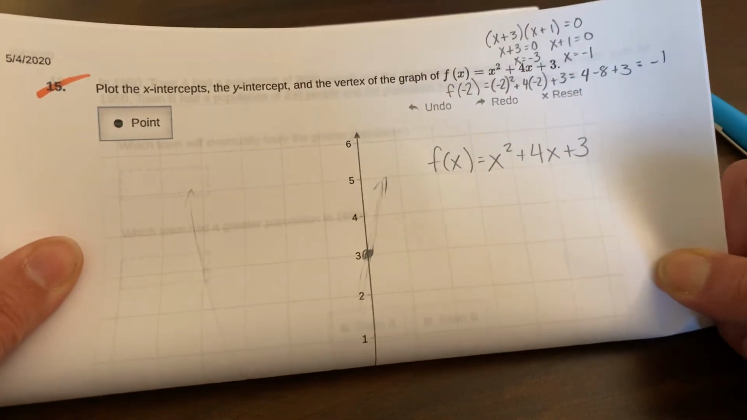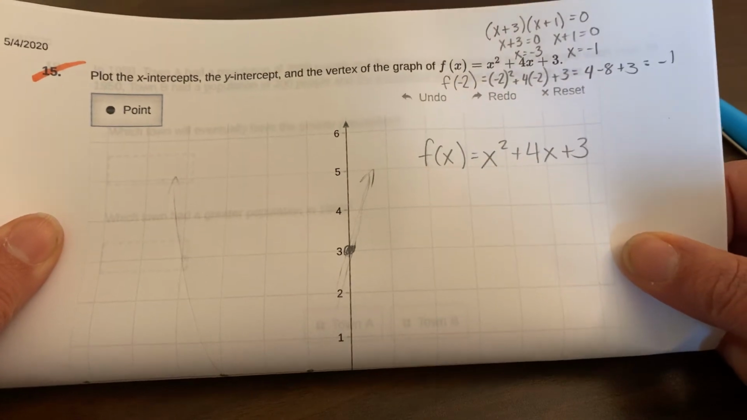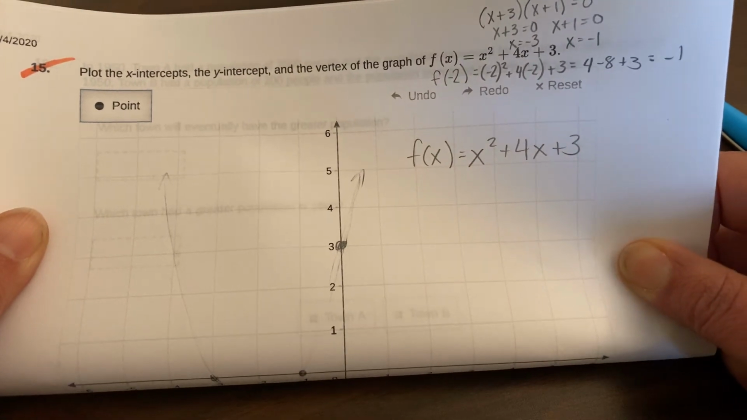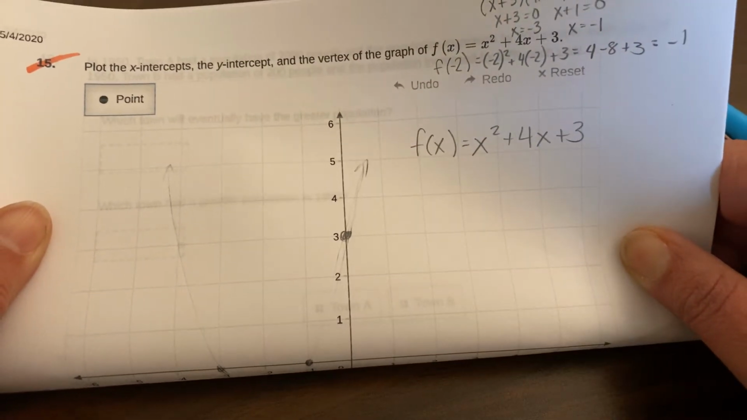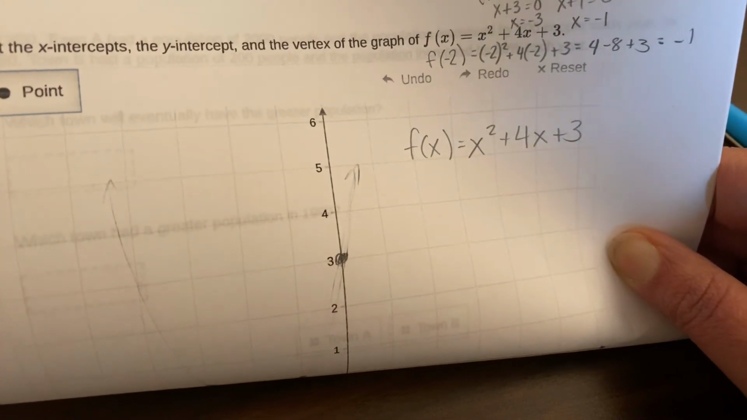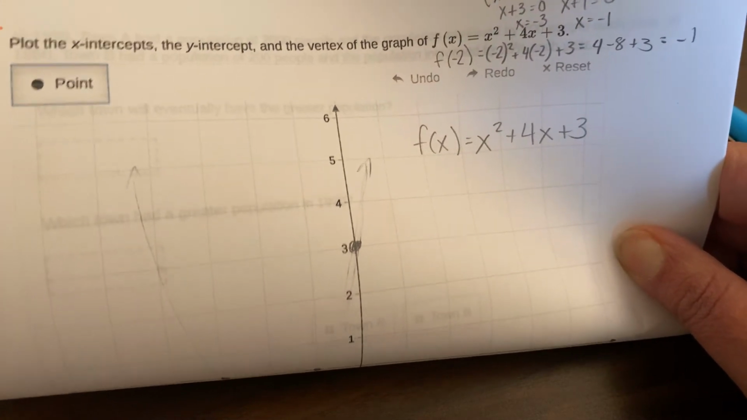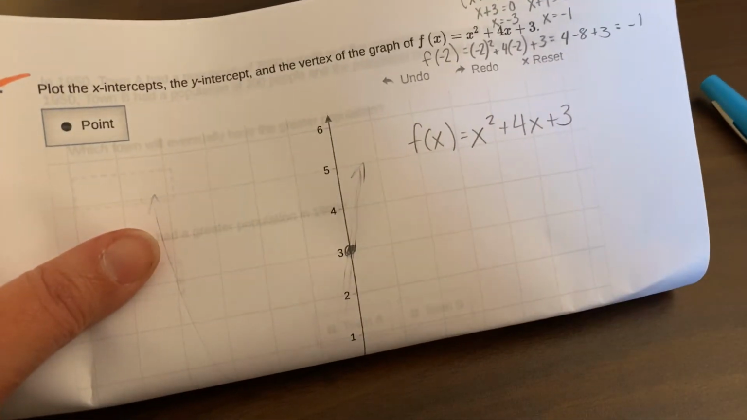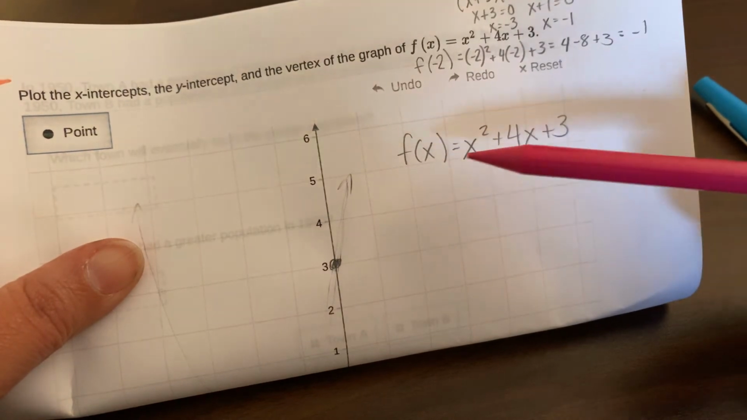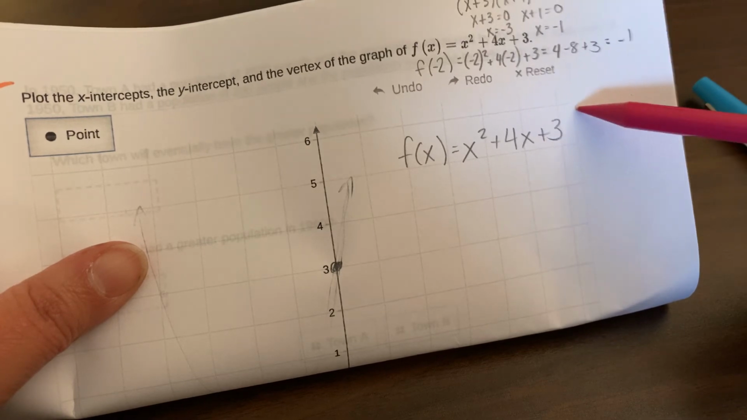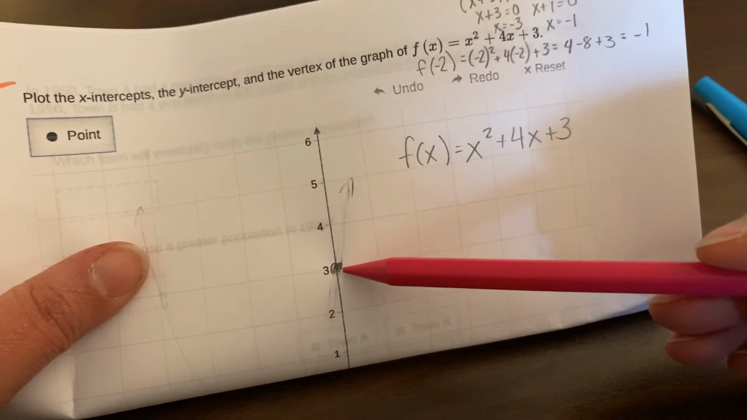Now, this next question was kind of interesting. They're asking you to plot only the x-intercepts, the y-intercept, and the vertex of this parabola, f of x equals x squared plus 4x plus 3. They only want you to plot these points. They don't want you to plot any other points, and they don't want you to connect the dots. The first thing I did was, oh, y-intercept, that's easy. Anytime you have a parabola in the form y equals ax squared plus bx plus c, c is where it crosses the y-axis. So here, it's crossing the y-axis at 3.